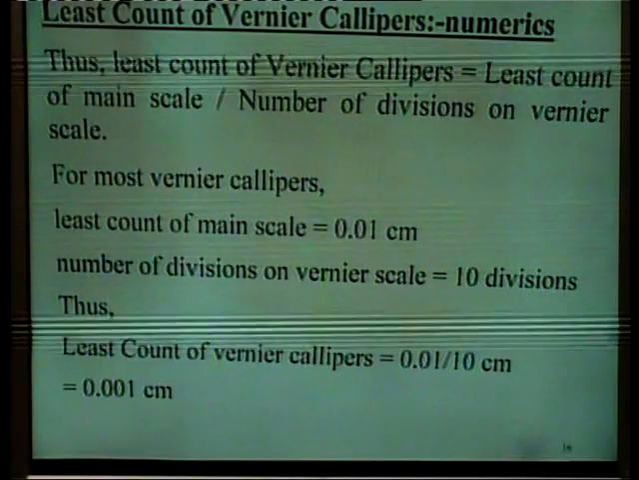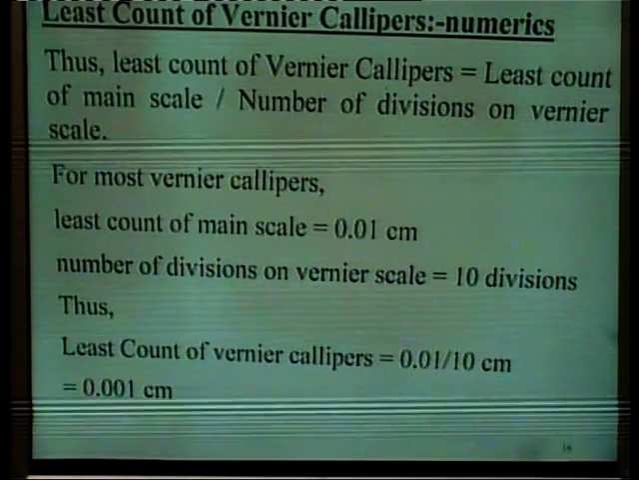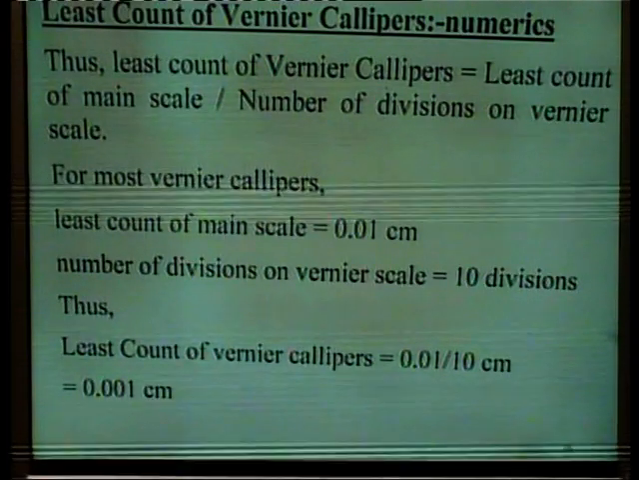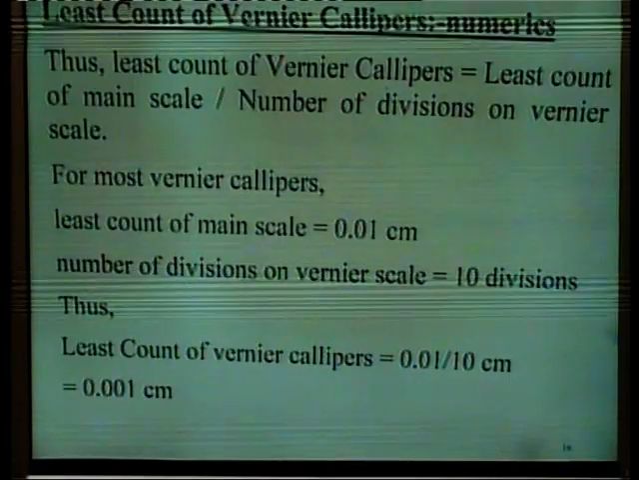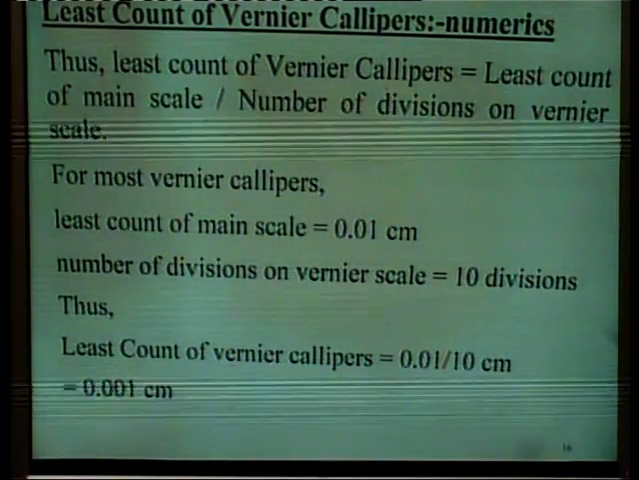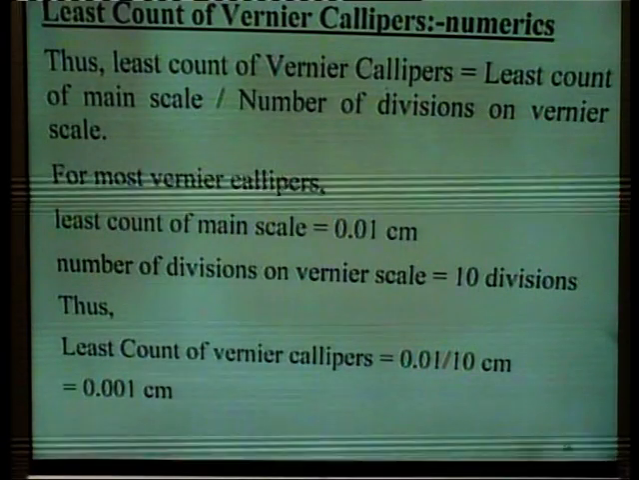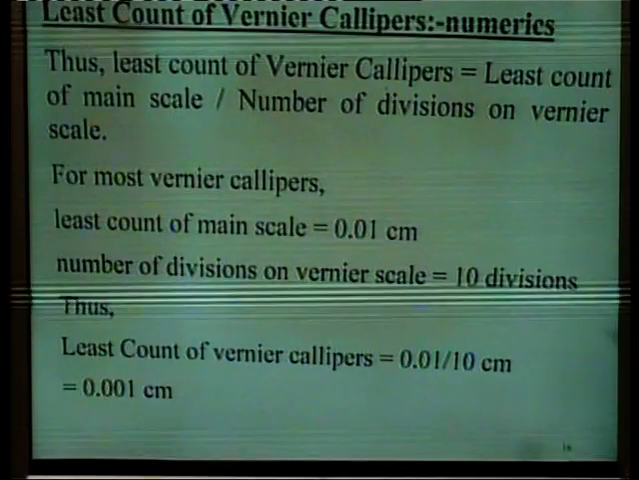So, least count of vernier calipers. If we discuss the numerics of this system, the least count of a vernier caliper is equal to the least count of the main scale, which is the fixed scale, divided by the number of divisions on the vernier scale, which is the movable scale in this vernier.